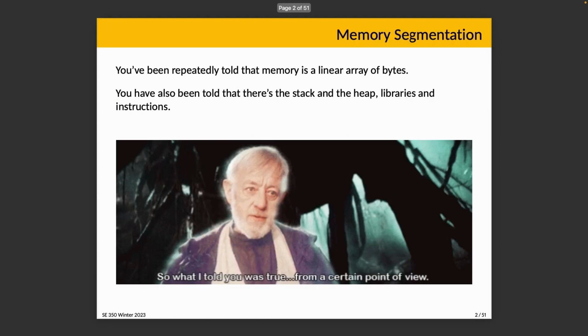In a lot of the discussion that we've had about memory, there have been some different ways of thinking about it. I say memory is a linear array of bytes, but we've also been told there's the stack and the heap, and that there are libraries, instructions, data, these kinds of things. It's not always entirely clear, but both of these things are true. We're just looking at memory at different levels of abstraction, and based on those levels of abstraction, it leads us to slightly different conclusions about the way that memory is.